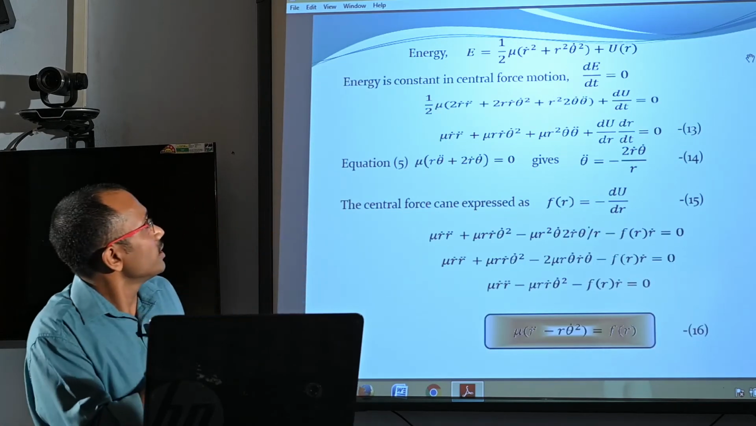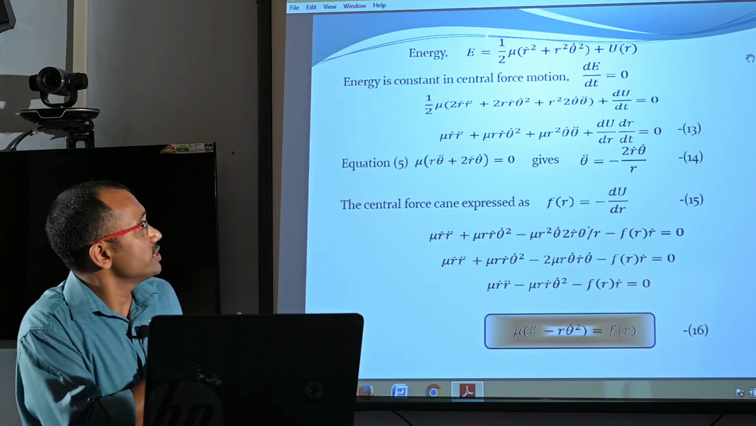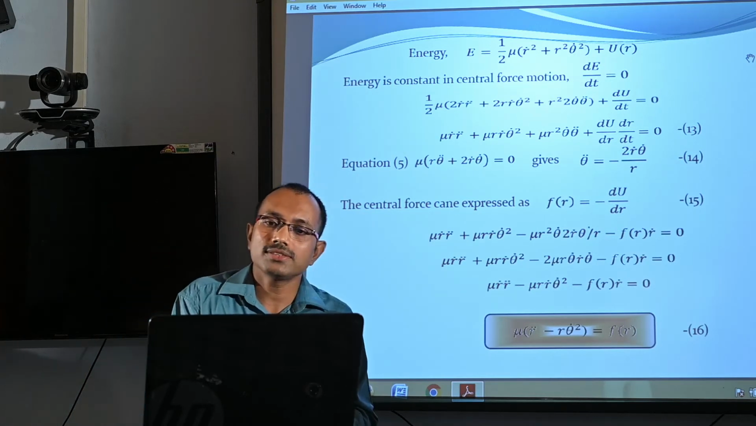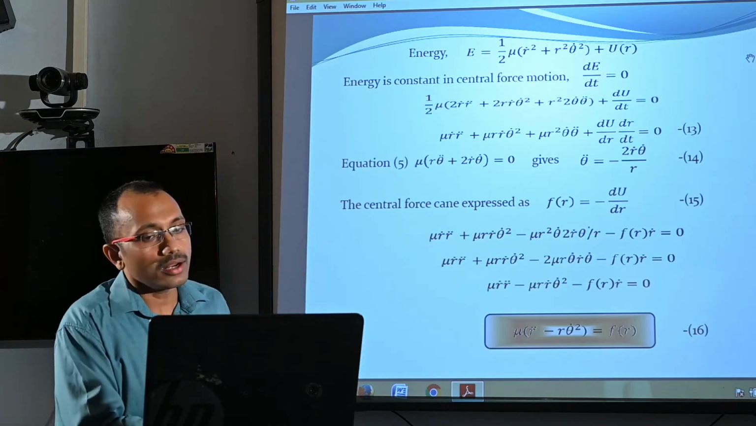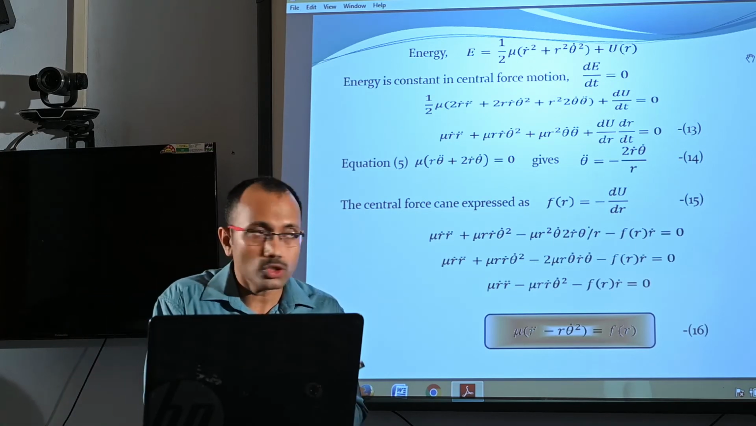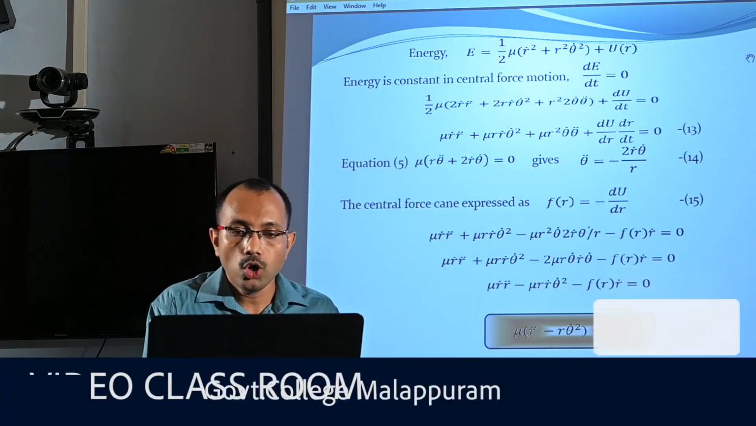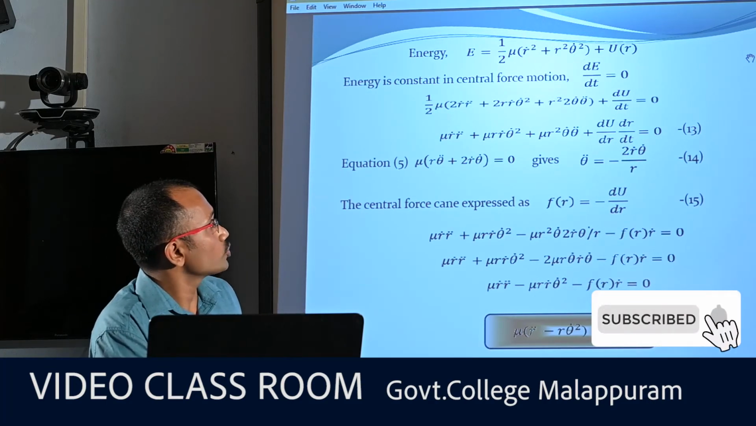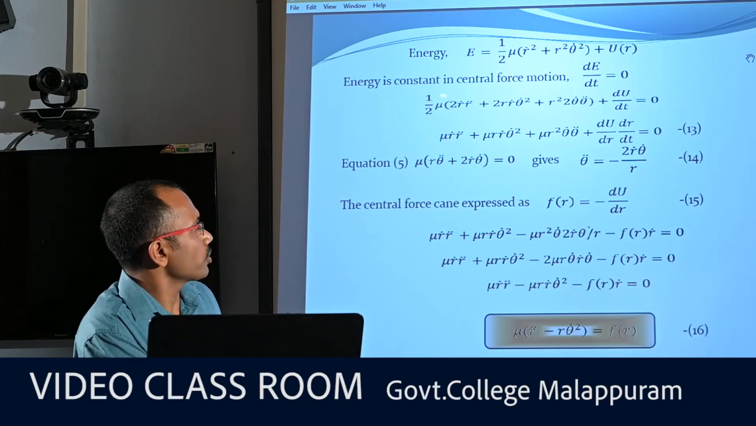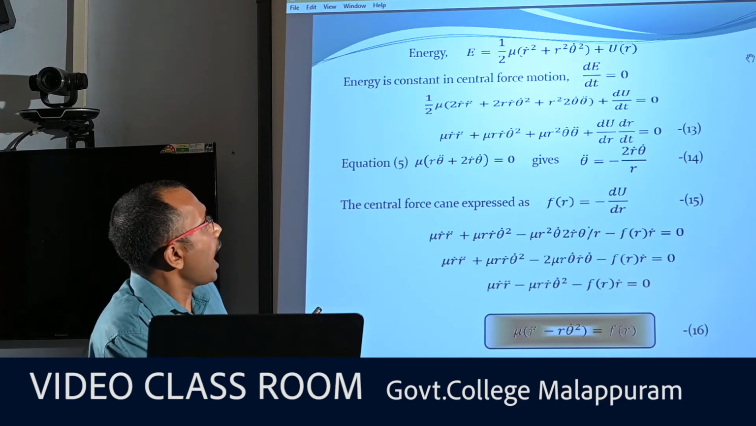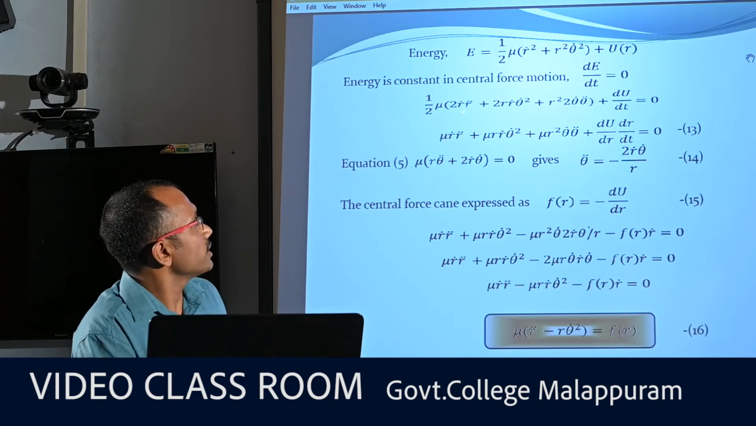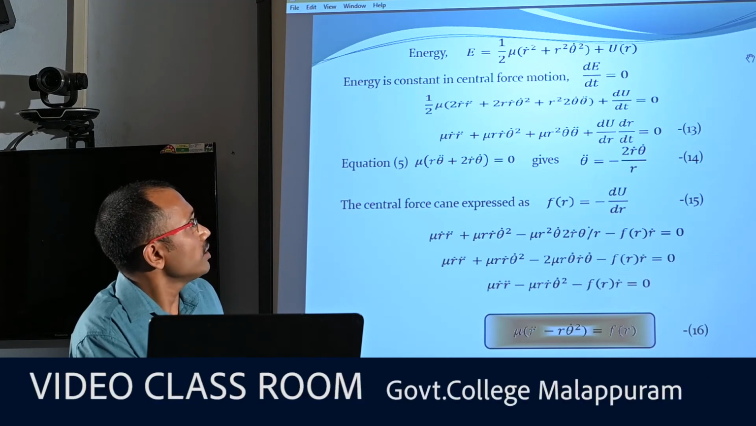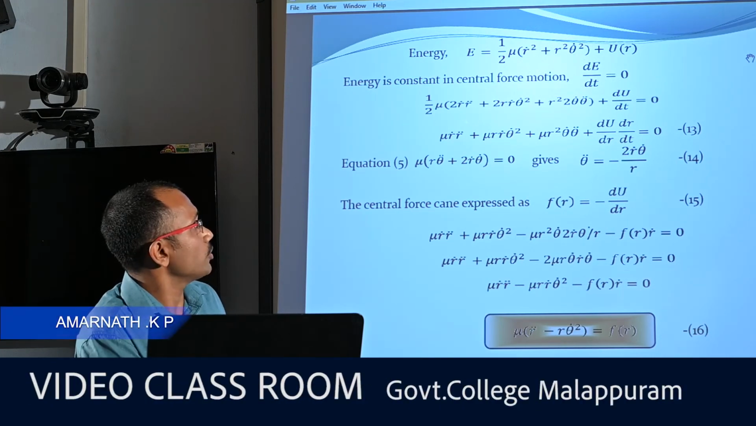So, I am writing the equation again: energy E is equal to half mu r dot square plus r square theta dot square, plus u of r. This energy is a constant of motion, so I can write dE/dt equal to 0. Which will be half mu; since mu is a constant I am not differentiating it, and I differentiate r dot square, which will be 2 r dot and the differential of r dot, that is r double dot.